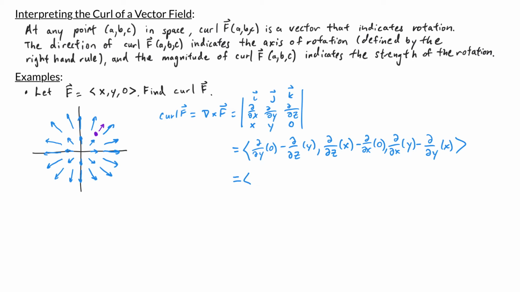So the curl of f is the 0 vector, which is what we expected because no matter where we place the ball on the xy plane, the ball is not going to rotate at all. It's just going to be pushed outwards from the origin. Let's look at one more example.